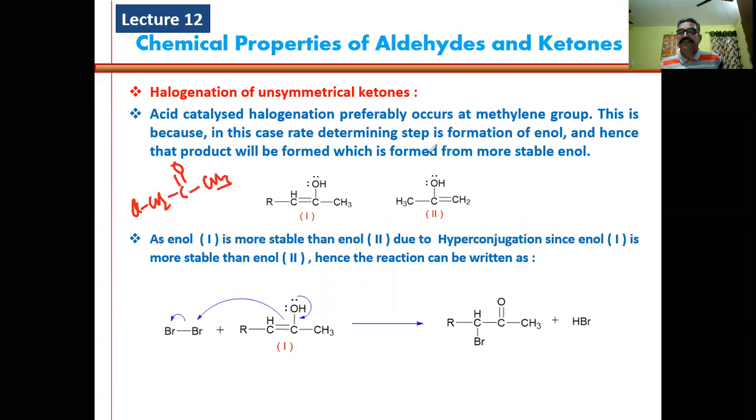Acid catalyzed halogenation preferably occurs at the methylene group. This is in contrast to base catalyzed, base induced halogenation. This is because in this case, the rate determining step is formation of enol.